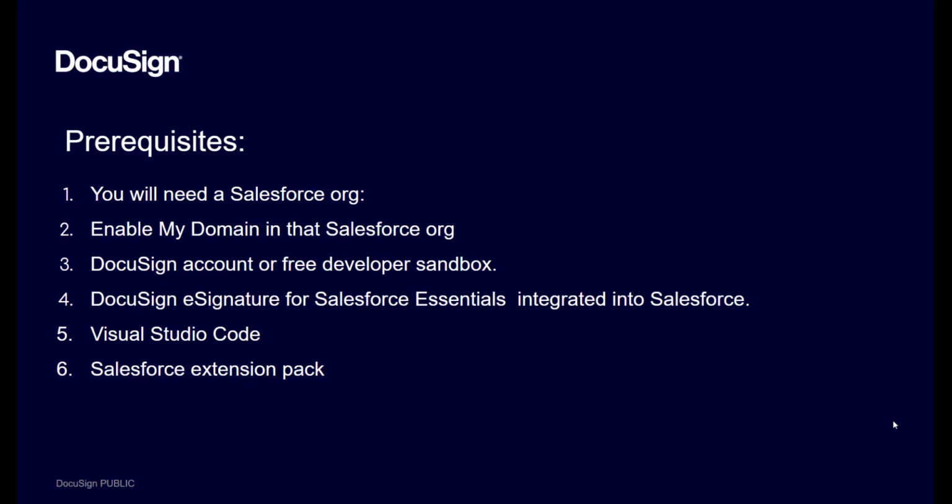To use the Apex Toolkit, there are a few prerequisites. You need a Salesforce org. You need to enable the My Domain feature in that Salesforce org. You need a DocuSign account or a free developer account. You must have DocuSign eSignature for Salesforce Essentials integrated into Salesforce. And optional is Visual Studio Code. I will do this demo using Visual Studio Code.